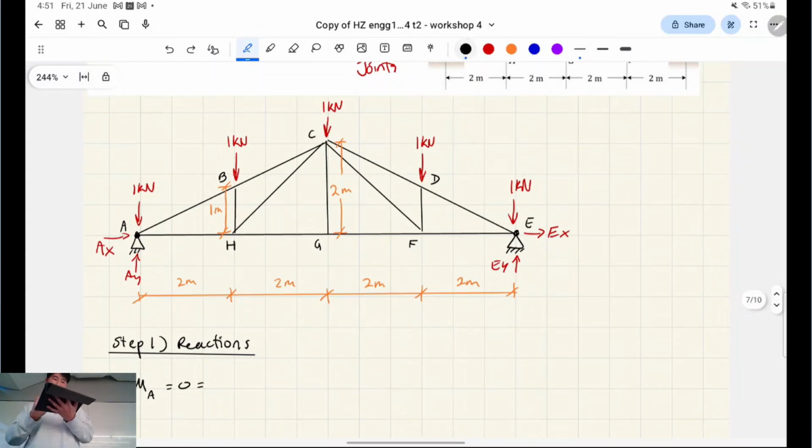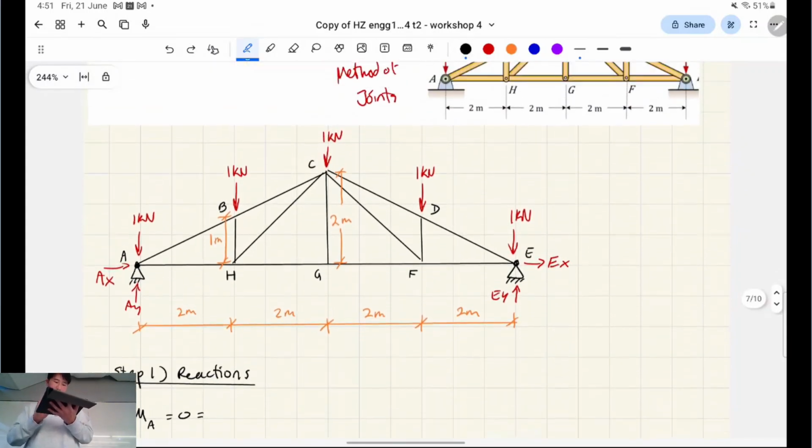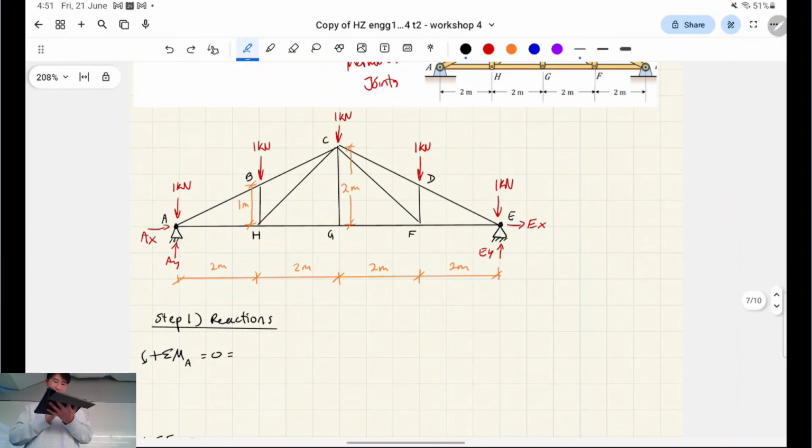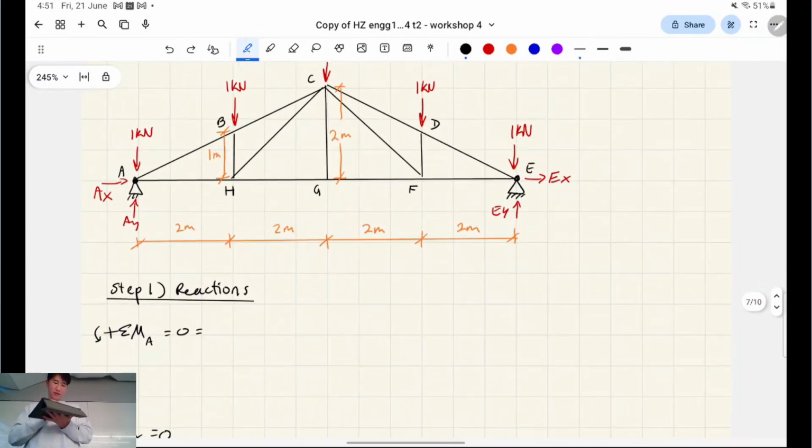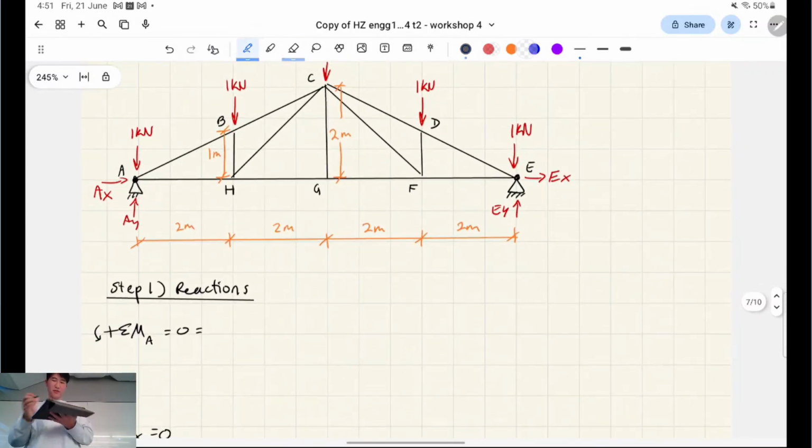Okay, so essentially we start with our reactions, okay? So just like normal, we can take the sum of the moments at A or E. Too lazy to do the maths, so I'm just gonna pull up... this is on my phone. One sec.